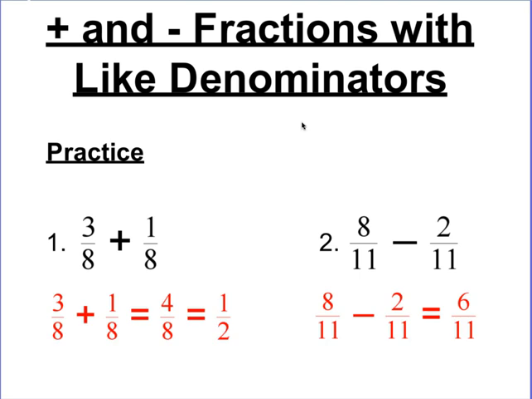Okay, here are your answers. So 3/8 plus 1/8 is 4/8, and then you can simplify that to 1/2 by dividing both of those numbers by 4. Here, 8/11 minus 2/11 is 8 minus 2, which is 6, so 6/11. And 6/11 cannot be simplified.